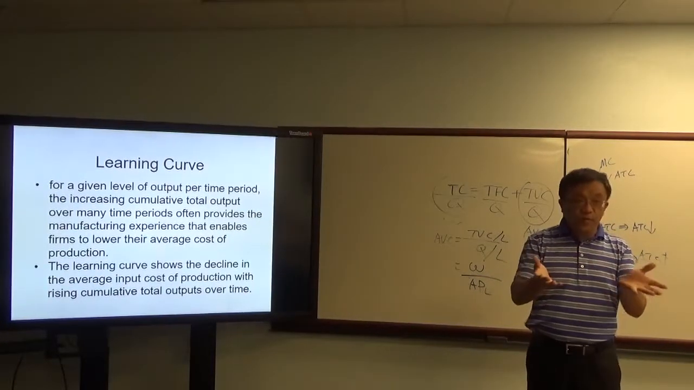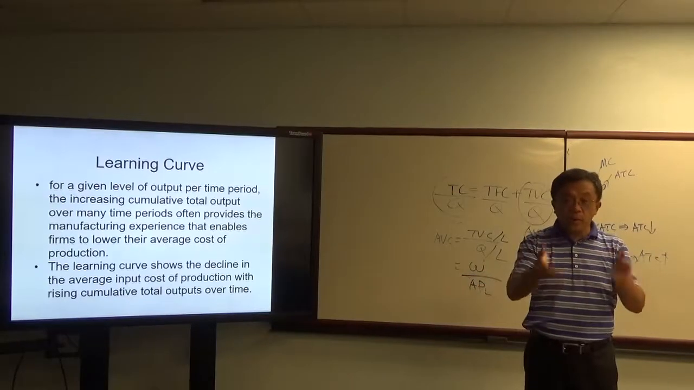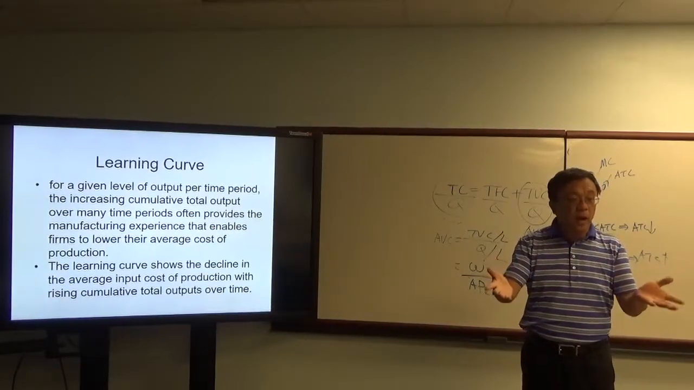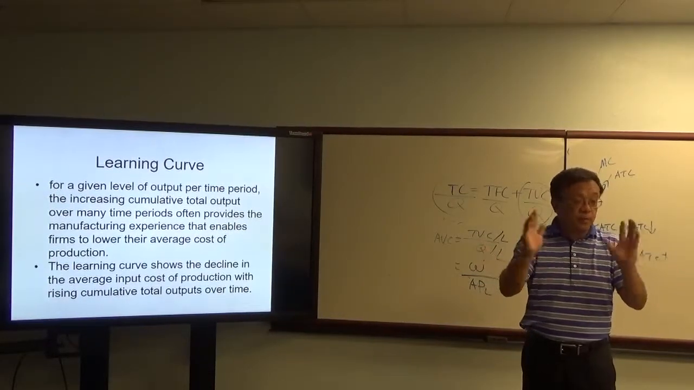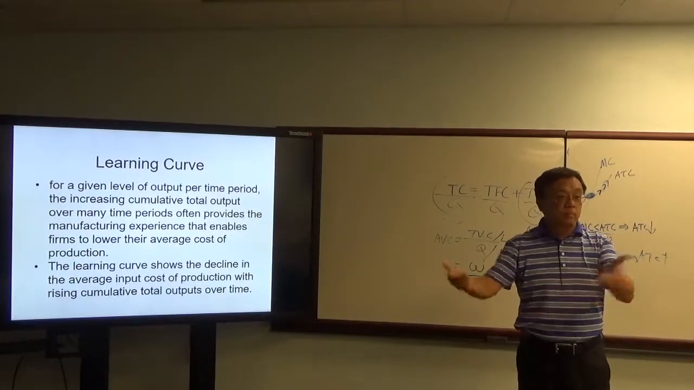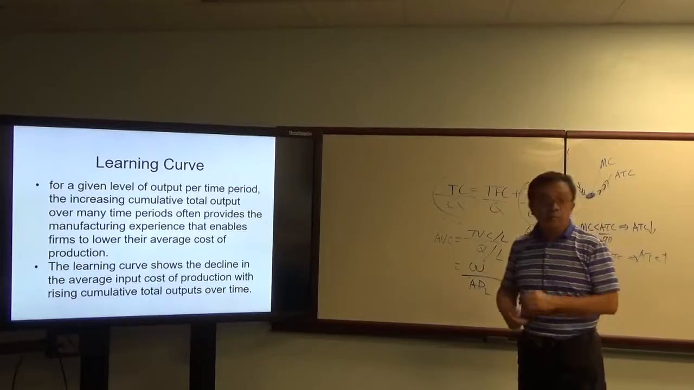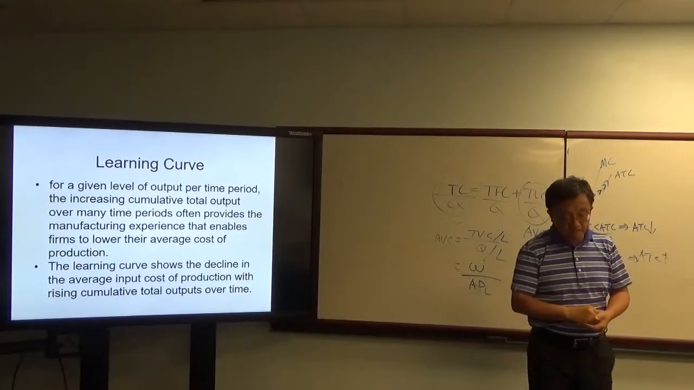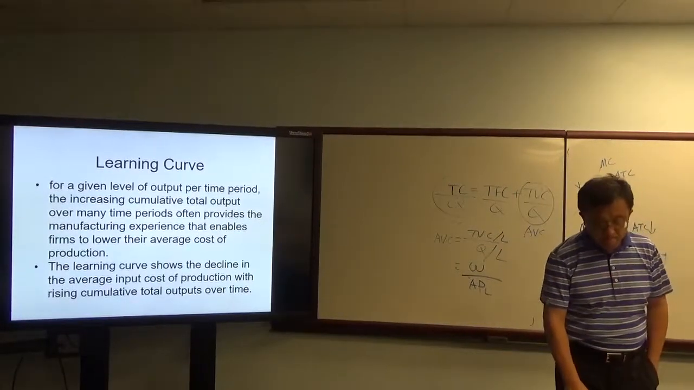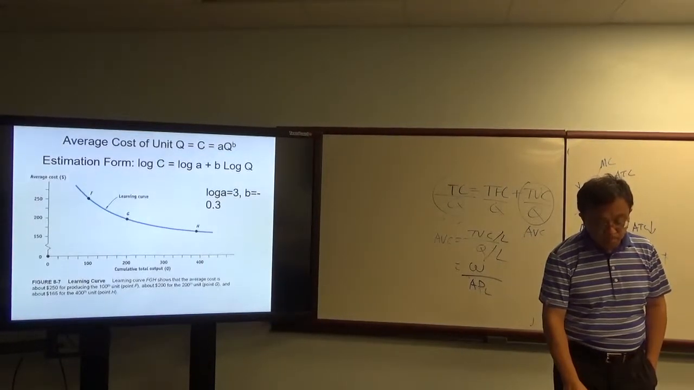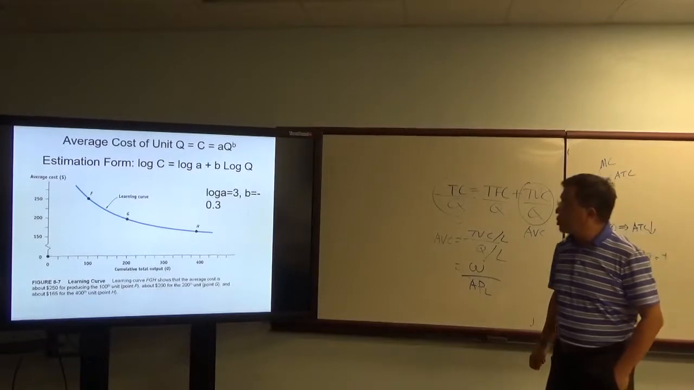But once you figure out the first one, it may take you 5 hours to figure it out. How about the second one? Maybe less than 1 hour to put it together. So that's called a learning curve. So the average total cost will decline.